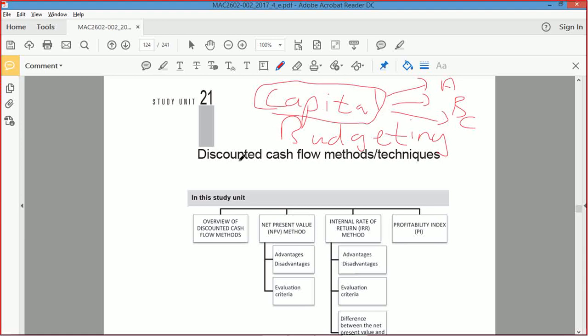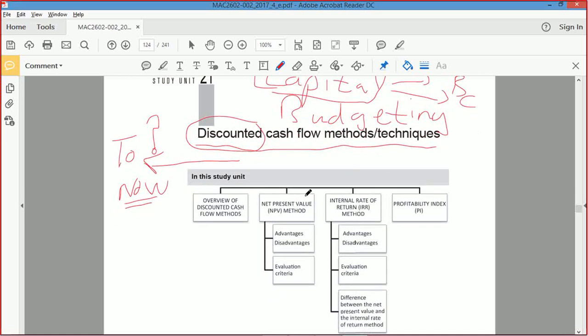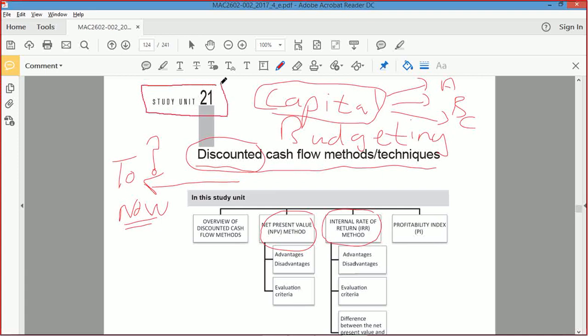So we're looking now at these discounted cash flow techniques. Discounted cash flow means take things back in time. Take things to time 0 and calculate what things are worth in today's terms. Not future, but today. So we're looking at time value of money applied to capital budgeting, which is your net present value, your IRR, those calculations. You'll see in this particular chapter, they talk about those calculations in terms of discounting future cash flows back in time. So that's the focus here in study unit 21.